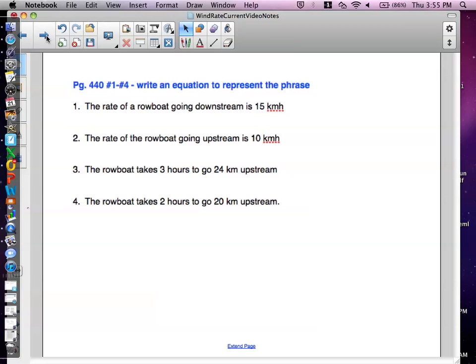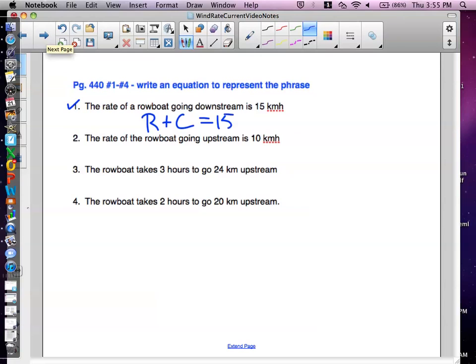Okay, the next problem set, the written exercises, you're given an equation and then you're asked to write the algebraic expression to represent that equation. And the first one, the rate of a rowboat going downstream is 15 kilometers per hour. So the rate of the rowboat going downstream, with the water, plus the current, is 15. And let's look at number 4 together, and you can do the other two by yourself. The rowboat takes 2 hours to go 20 kilometers upstream.